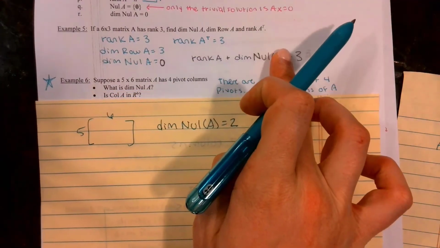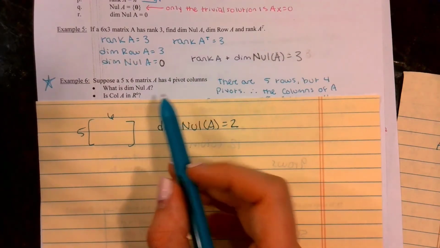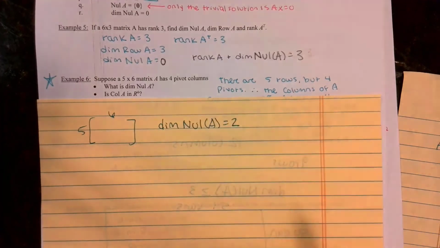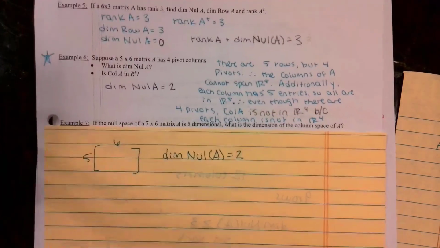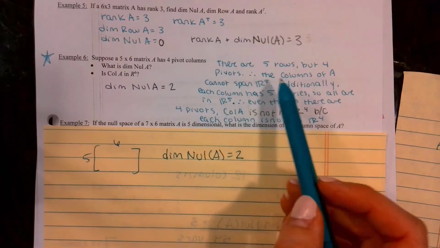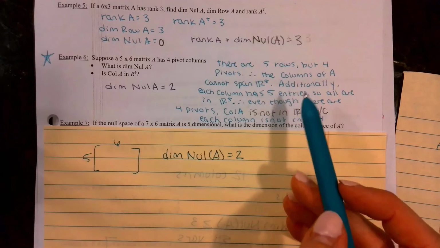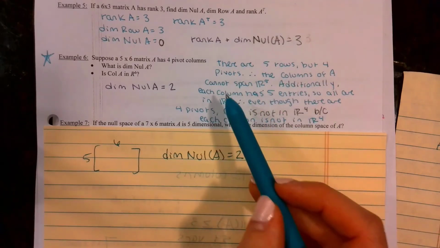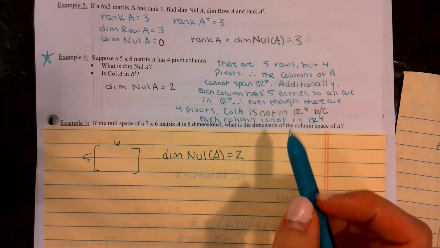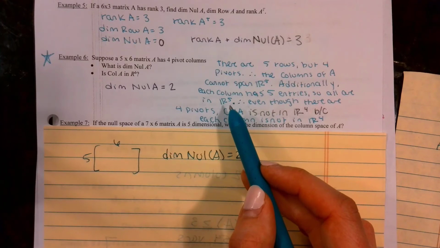Second is the column space of A in R4. This one's a little tricky, and I've written up a little explanation over here on the side. My dimension of null space is 2. There are 5 rows and 4 pivots, so the columns of A can't span R5. That's clear, because there would not be a pivot in every row. Additionally, each column has 5 entries, so all the vectors in these columns are in R5.